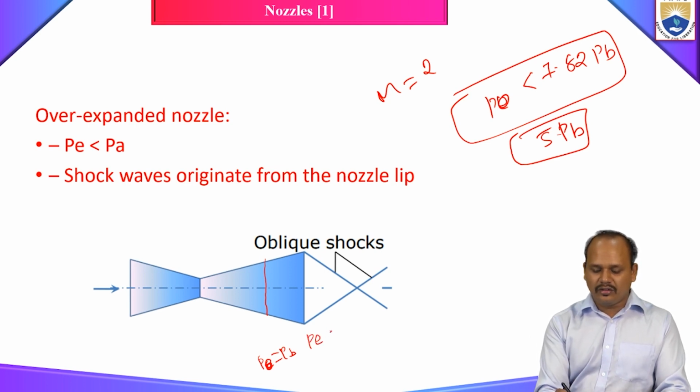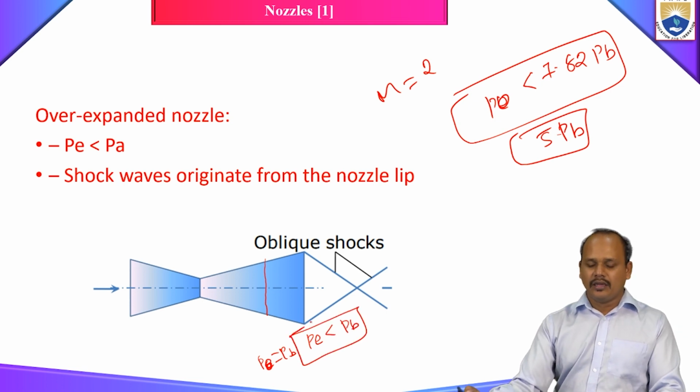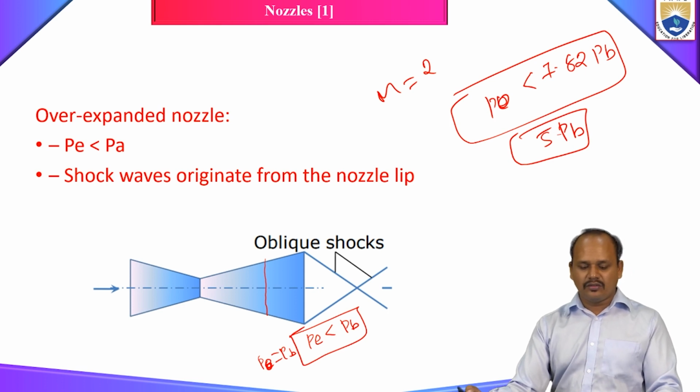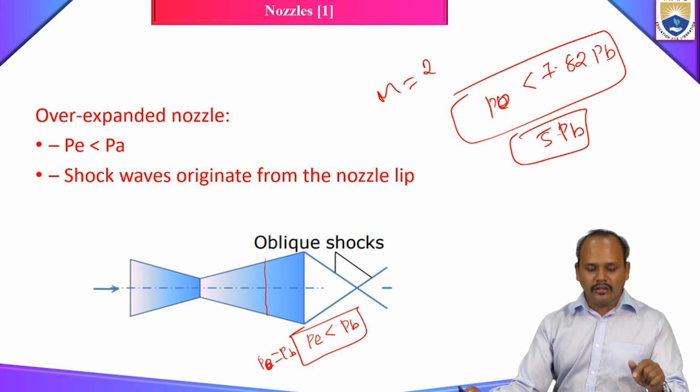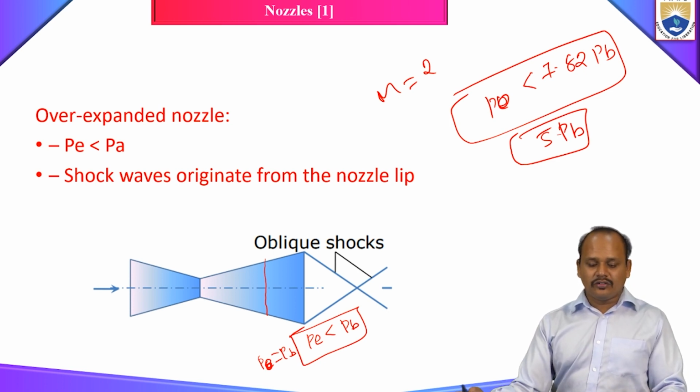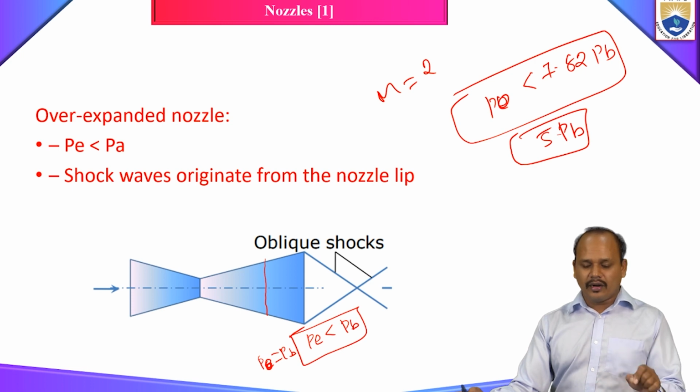By the time it reaches your throat location, your P is going to be less than your back pressure. Okay, P is less than back pressure. This is what we call the overexpanded nozzle. During this overexpanded nozzle, you will have the formation of a compression wave forming at the nozzle exit.